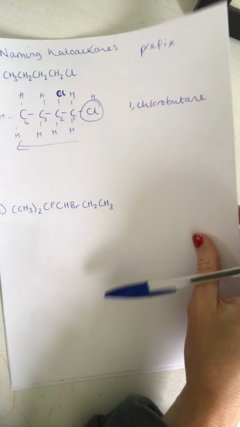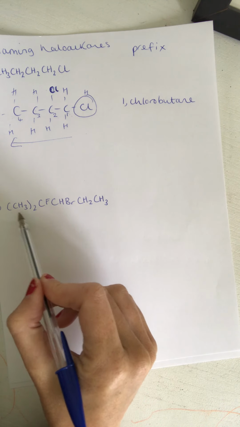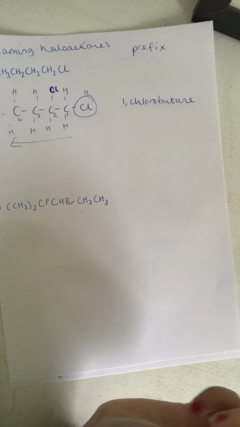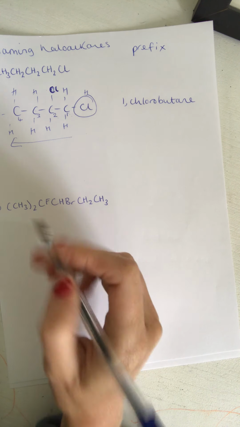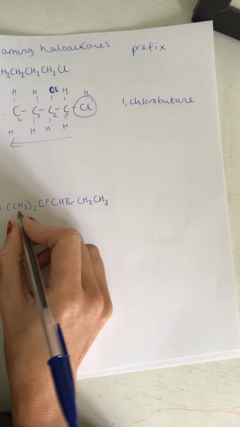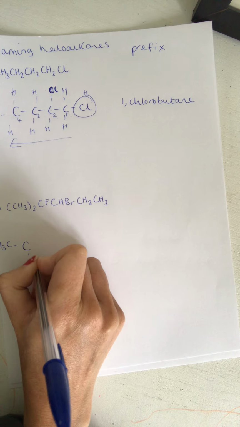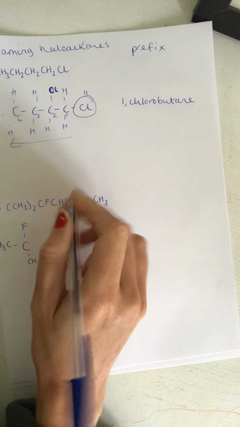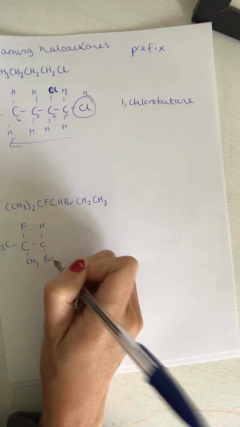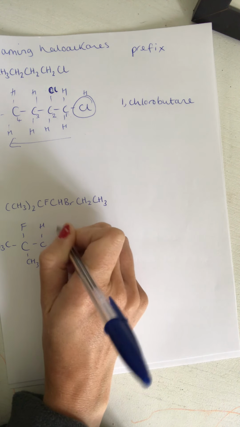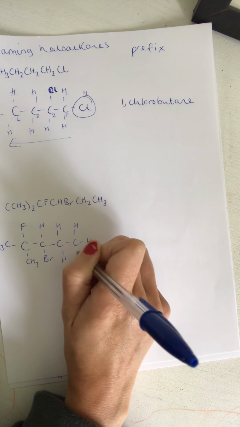The last one then is the last one on the haloalkanes activity, and this time you have got more than one halogen present. So let's have a look. We've got these in brackets. We're going to start there. C, it's got 2 methyl groups attached. So C, CH3, and a fluorine. Then we've got a carbon which has got a hydrogen attached to it and a bromine attached to it. Then we've got a carbon with 2 hydrogens attached to it. Then we've got a carbon with 3 hydrogens attached to it.